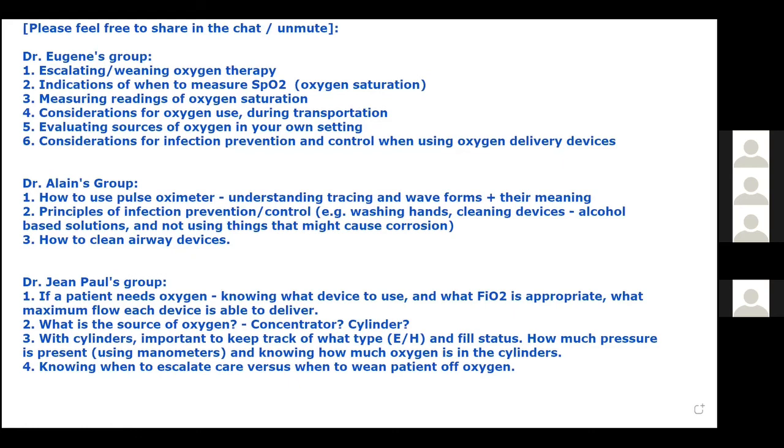Thank you very much, Jean-Paul. So, you gave good advice. I think there was also a good question in the chat about how to calculate the oxygen for transportation. But as Jean-Paul and Aaron said previously, it depends on the type of cylinder you have. As Aaron said, you have cylinders from A to H. But in my experience, the common cylinders I was seeing were D and E.